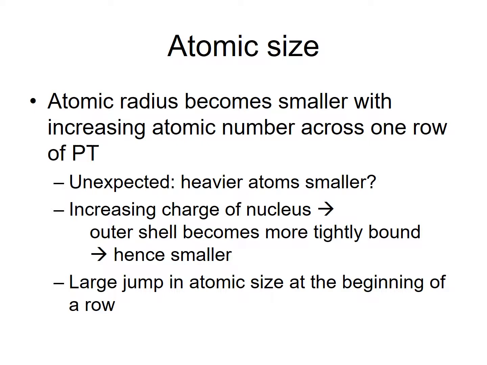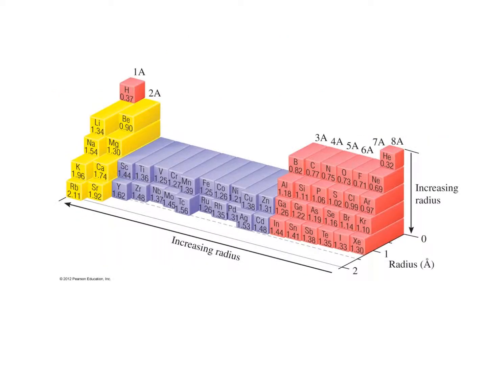However, there's a large jump in atomic size as I go from one row of the periodic table to the next. That's because the extra electron that I'm adding is going into the higher shell. Here you can see atomic sizes for the rows of the periodic table.